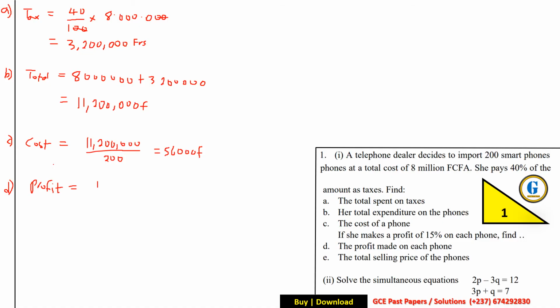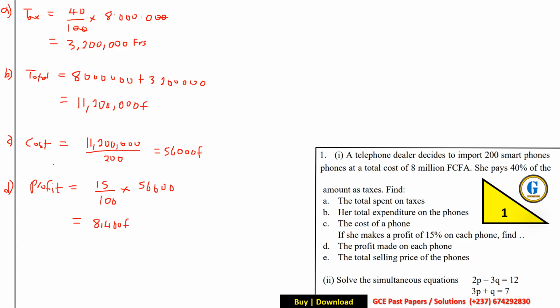So we have 15 divided by 100 times the cost of one phone, and that will be times 56,000. So when you punch in your calculator, what do you have? 15, that's 0.15 times 56,000. So the profit per phone is 8,400. Wow, 8,400 francs. Okay.